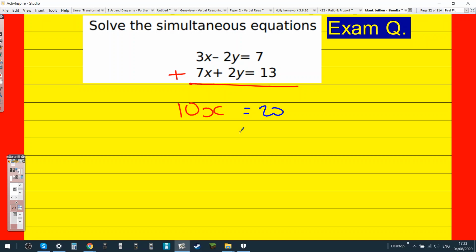So you need to find out what... hang on. 10x is 20. So what is x? x is 2. Yeah. Okay, now we want y. So x is 2. 2 times 3, no, 6, take away 2y. You got 7. I recommend you use the second one. Minuses always make it difficult. Try to use the one that just has pluses.